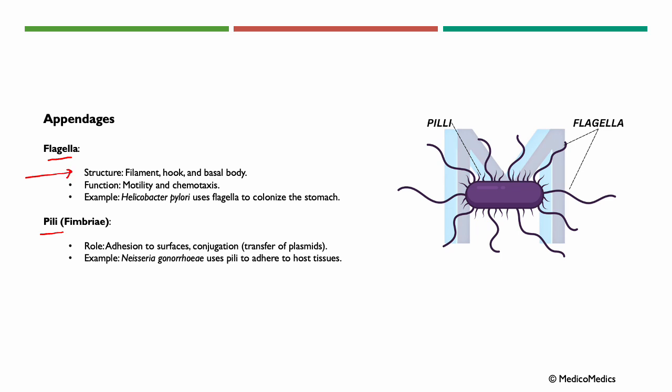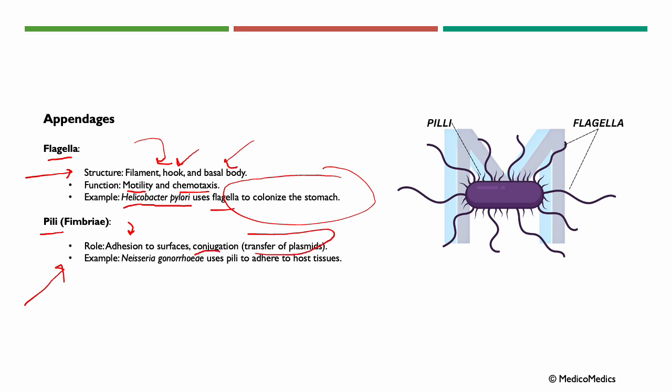So the flagella structure consists of a filament, a hook and a basal body. Function, indeed, motility and chemotaxis. An example is Helicobacter pylori, which uses flagella to colonize the stomach. We have again then pili. Its role is adhesion to surfaces and conjugation, so transfer of plasmids. An example could be Neisseria gonorrhoeae, which uses pili to adhere to host tissues.